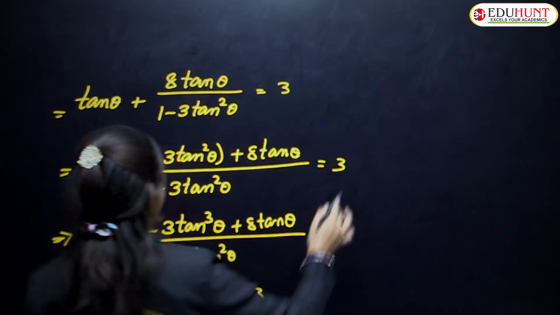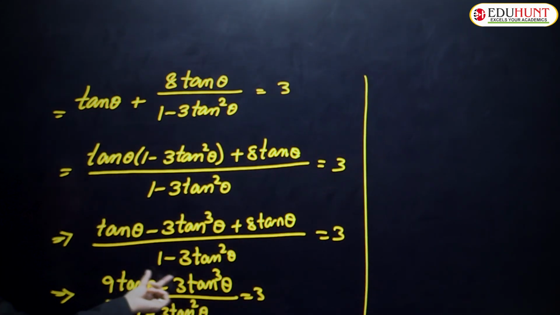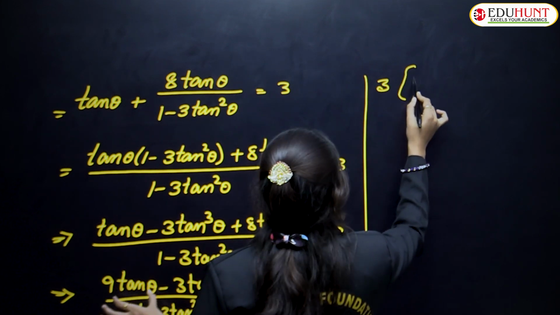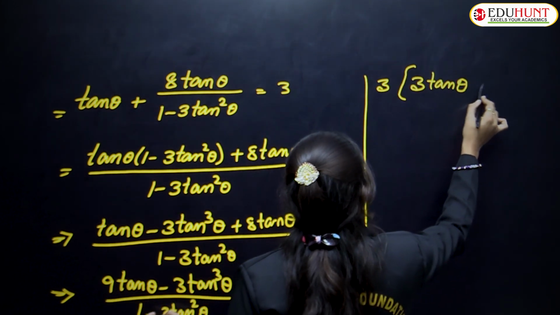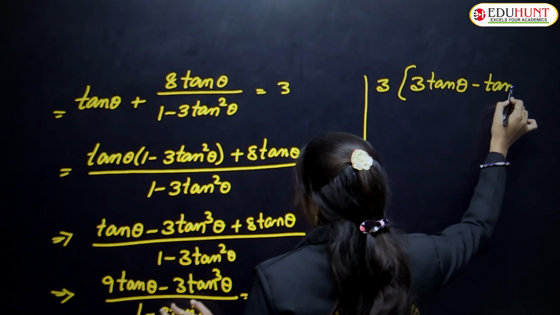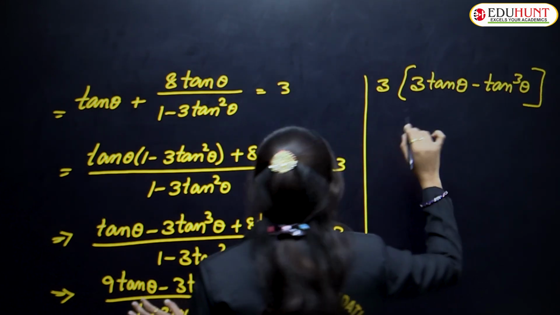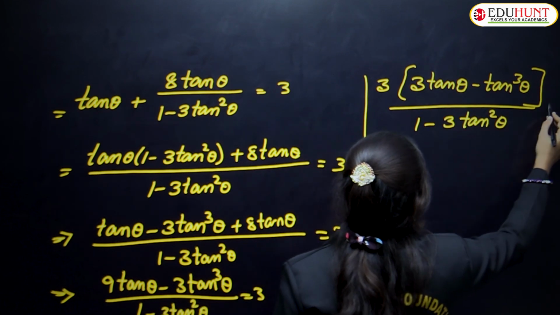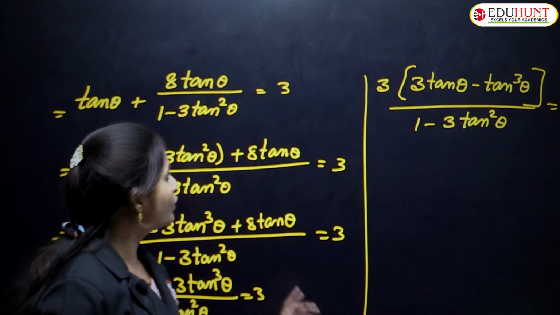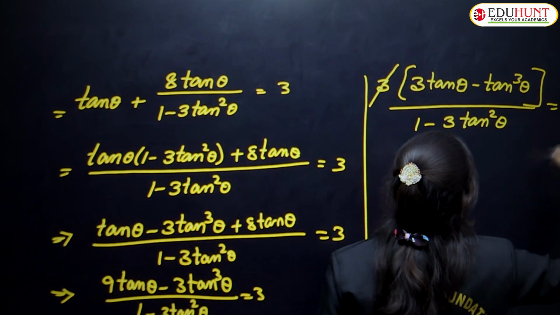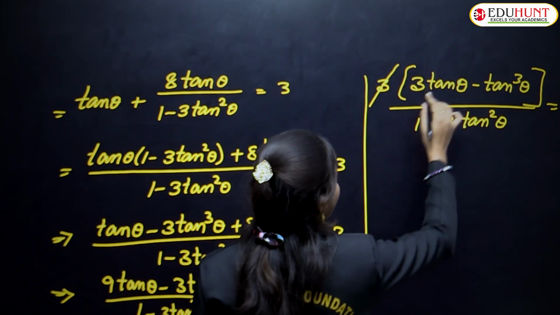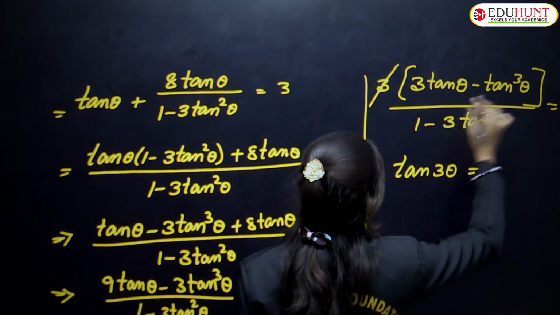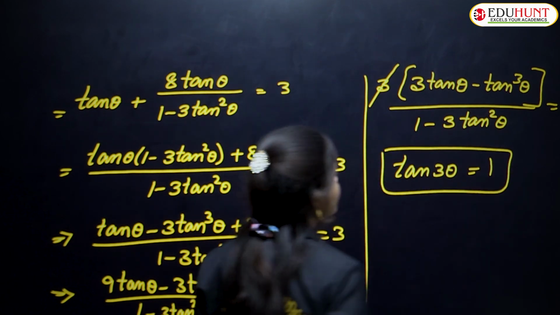Okay, from this step, in the numerator we can take 3 as common. If we take 3 as common, the leftover is 3 tan theta minus, already 3 we have taken out, so minus tan cube theta, whole by 1 minus 3 tan square theta is equal to 3. On both sides we have 3, so 3 and 3 get cancelled, here 1 is there. Okay, and this is the formula of tan 3 theta. So tan 3 theta is equal to what value? Tan 3 theta is equal to 1.